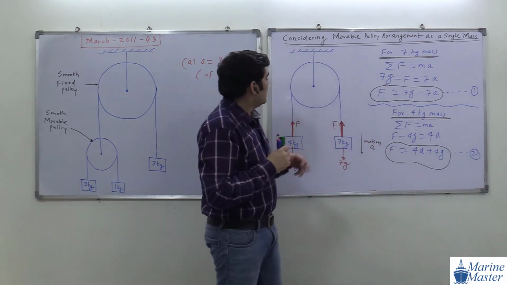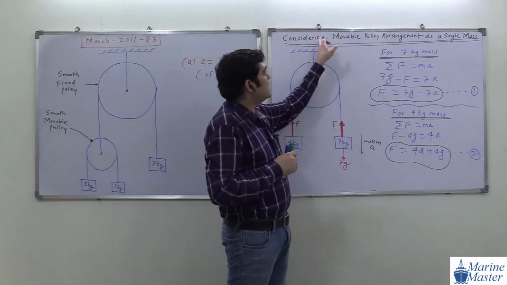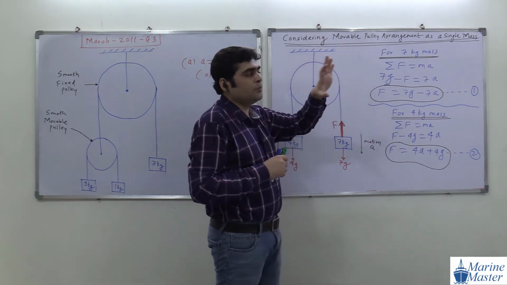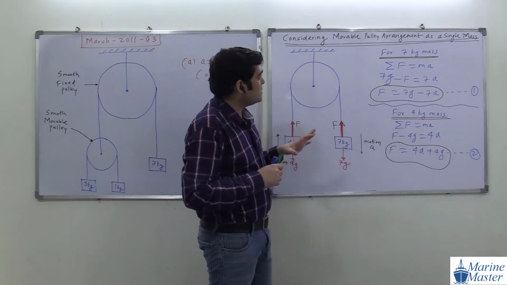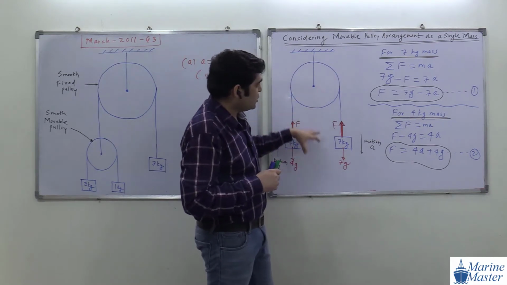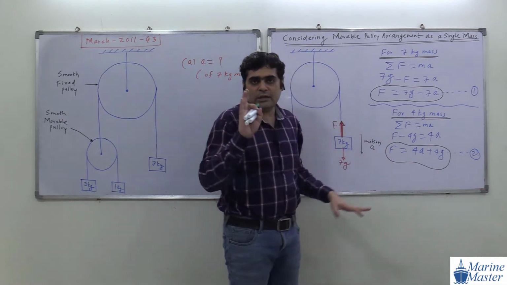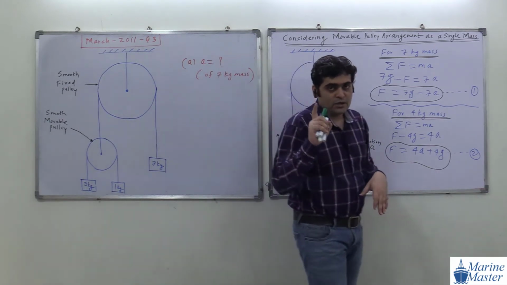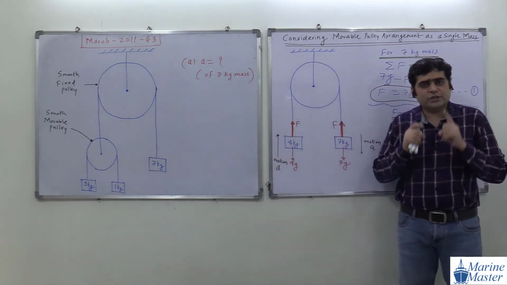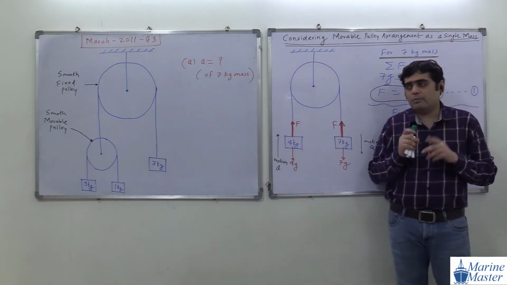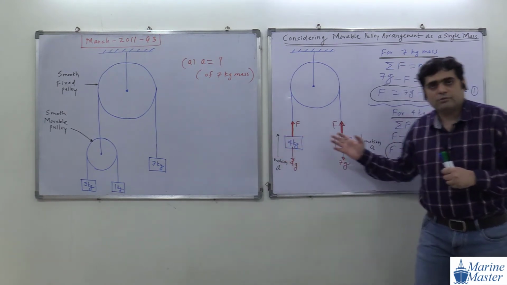After that, write down this point: considering movable pulley arrangement as a single mass. Then draw this drawing. Beside this drawing, start writing down equation 1 and 2. Okay. Write down properly everyone. In mechanics, means in every technical subject, your notes must be in proper format. So please everyone, write down all these points.